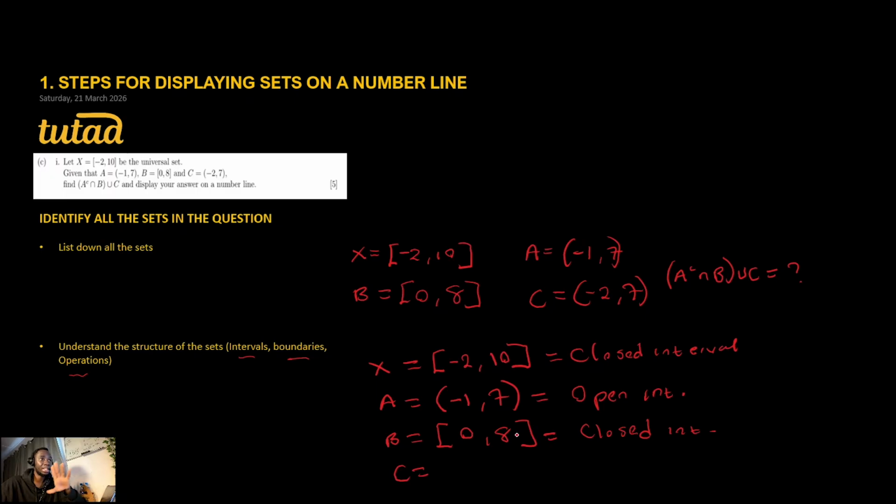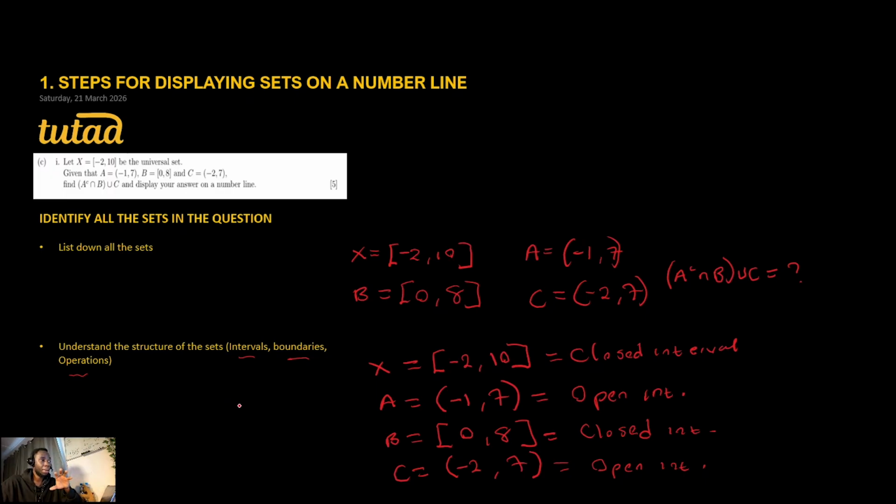Now let's move on to set C. When we look at set C, it's similar to set A. With set C, we have -2, and then we have 7 here, which is the upper boundary. This means that set C is also an open interval. What this basically means is that -2, the lower boundary of set C, is not part of set C, as well as 7, the upper boundary of set C, is not part of set C. However, everything between -2 and 7 is part of set C.